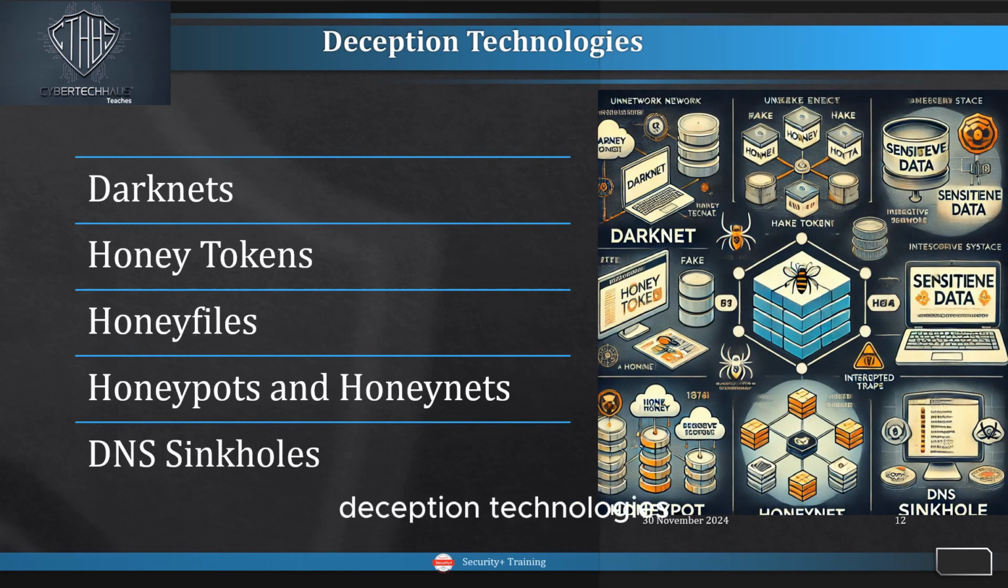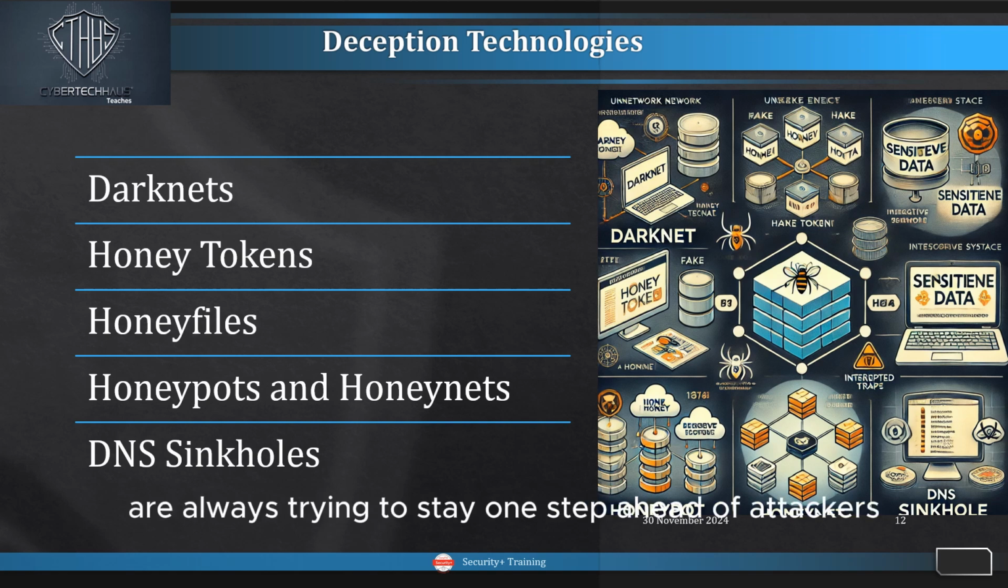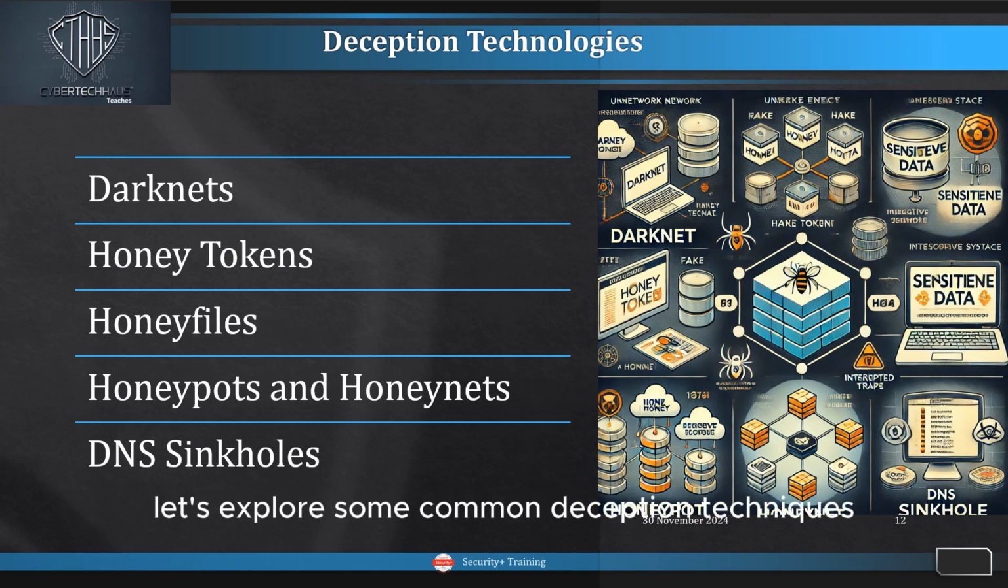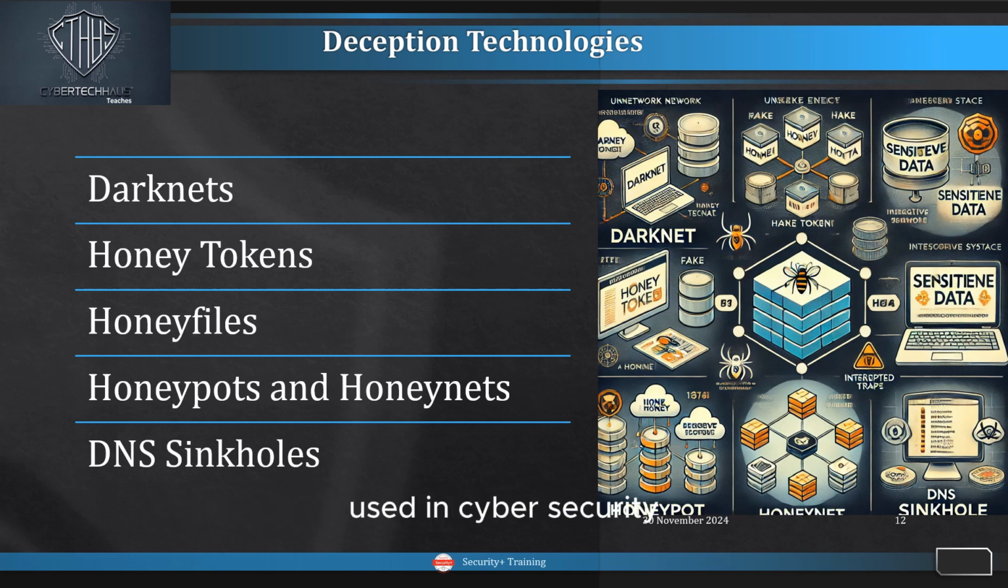Deception technologies. In cybersecurity, analysts are always trying to stay one step ahead of attackers. Deception technologies are tools that help security teams trick attackers and catch them in the act. Let's explore some common deception techniques used in cybersecurity.